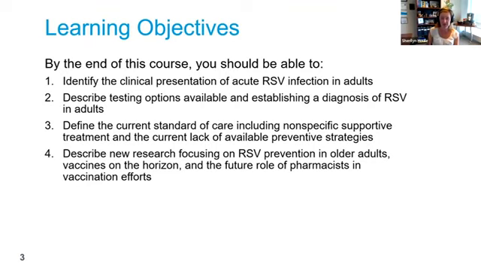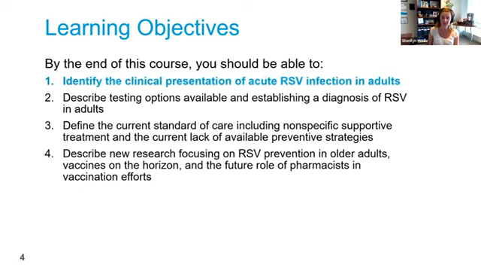We will talk about the current standard of care, including nonspecific supportive treatment and the current lack of really available preventative strategies at the moment. And then finally, we'll wrap up with an overview of some of the new research looking at RSV prevention options in older adults, some of the vaccines that are on the horizon, and the future role that hopefully pharmacists will play in vaccination efforts against RSV.